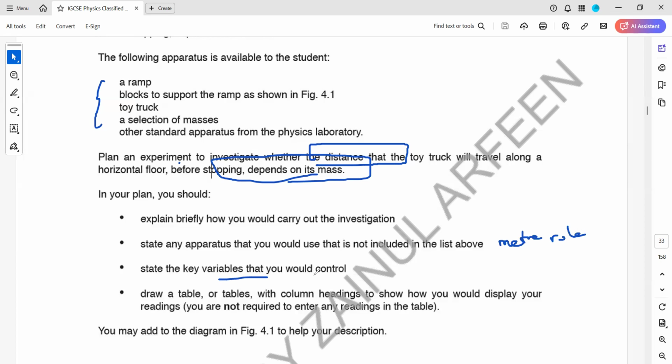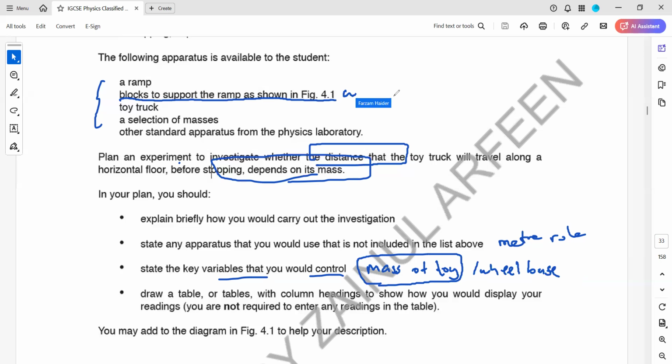State the key variables that you would control. Sir, the angle of the ramp and where we release the toy truck, and the mass should be constant. Angle of the ramp, yes, that is right, Ayan. Height of the ramp from the floor, and the truck is the same you use.